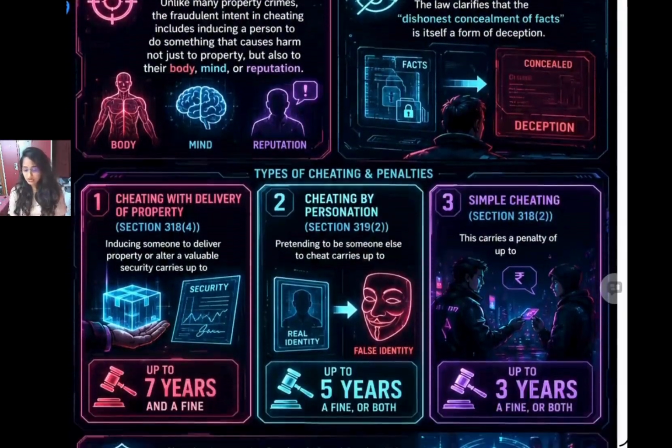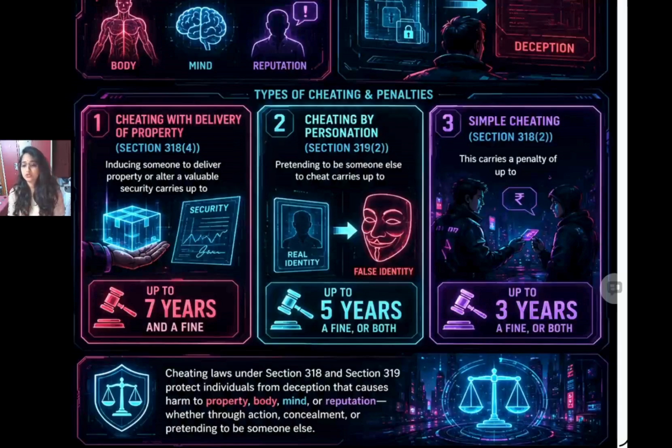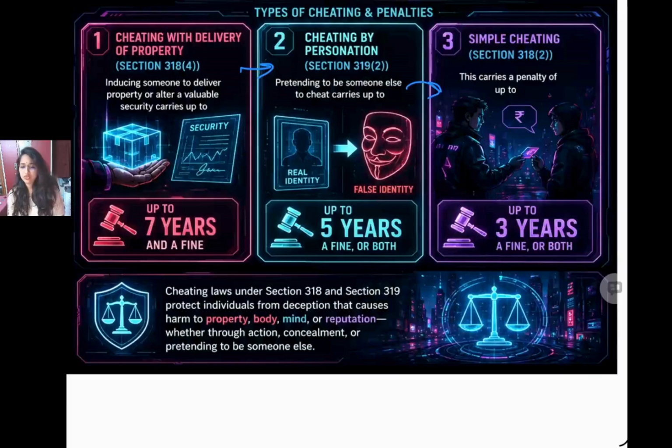Okay. And there are other forms of cheating as well because it's a very broad term. Section 318 subsection 4 talks about inducing someone to deliver property or alter a valuable security, carrying up to 7 years of imprisonment or a fine. And cheating by personation, 319 subsection 2, talks about pretending to be someone else to cheat, and carries up to 5 years of imprisonment or a fine or both. Simple cheating, 318 subsection 2, carries a penalty of 3 years or a fine or both. Okay. So these are different types of cheating we have discussed. Not complete, but these are the facets of it.